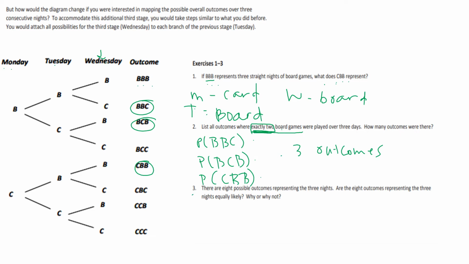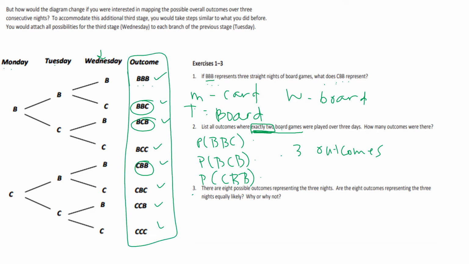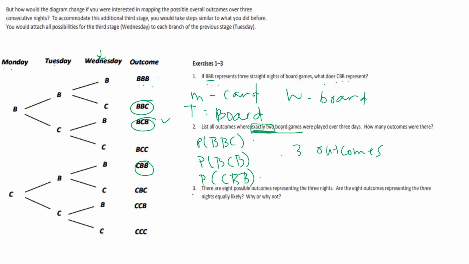There are 8 possible outcomes representing the 3 nights. That's just what they're saying here. 1, 2, 3, 4, 5, 6, 7, 8. They're just talking about this column right here where the outcomes are. So, are the 8 outcomes representing the 3 nights equally likely? Why or why not?